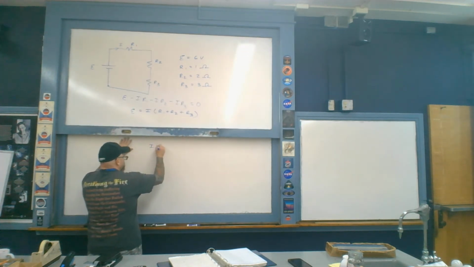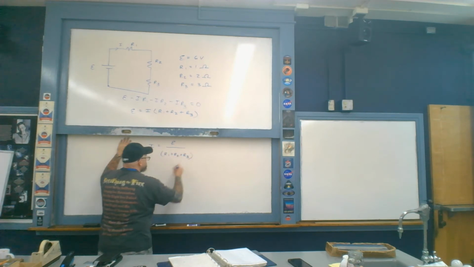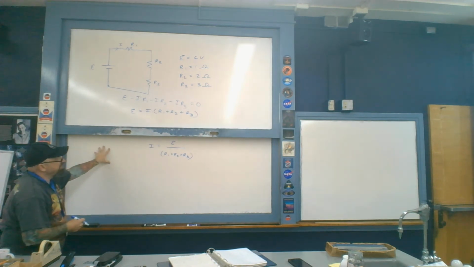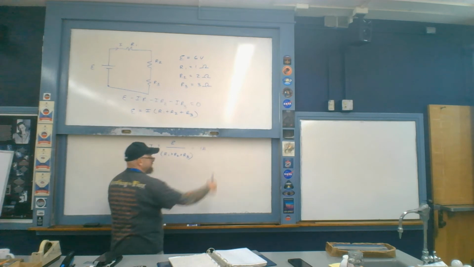So current I is epsilon divided by the sum of the resistances. So a total of 6 volts divided by a total of 6 ohms. So this just comes out to be 1 amp.